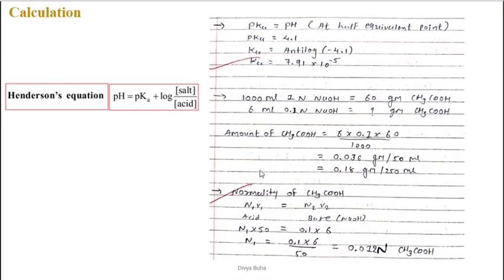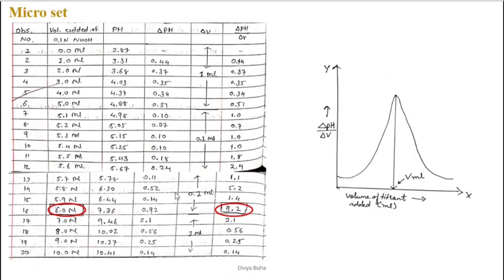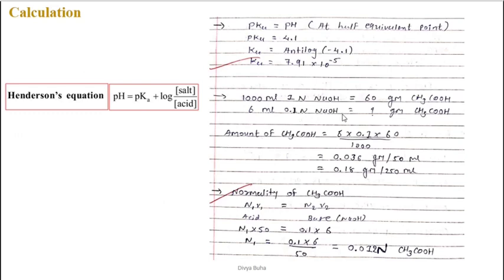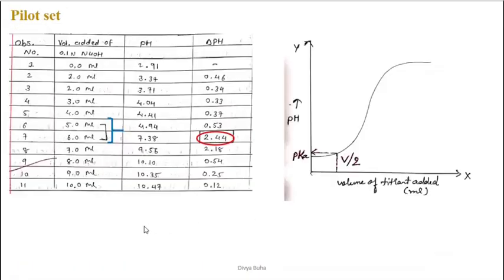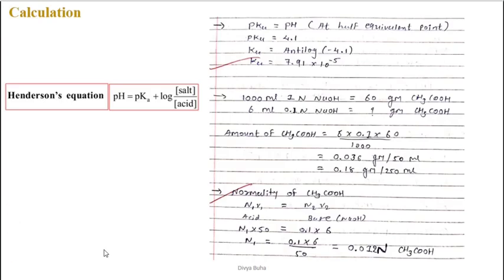And over and above this, you can even calculate the concentration of acetic acid in gram per liter or gram per 250 ml. For that, 1000 ml of 1 normal NaOH equals 60 gram acetic acid. 6 ml, why 6 ml? Because 6 ml of the NaOH is required to completely neutralize the acetic acid. So 6 ml of 0.1 normal NaOH equals how much gram acetic acid? Through the calculation you can get 0.03 gram per 50 ml. Why gram per 50 ml? Because initially you have taken 50 ml of the acetic acid in the beaker. Then you can convert it into gram per 250 ml. You can even convert it into gram per liter.